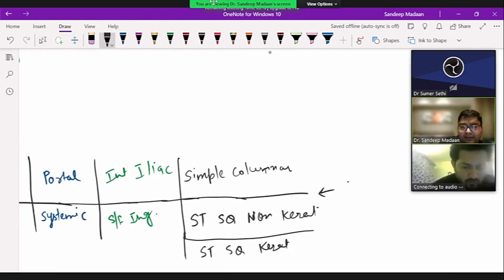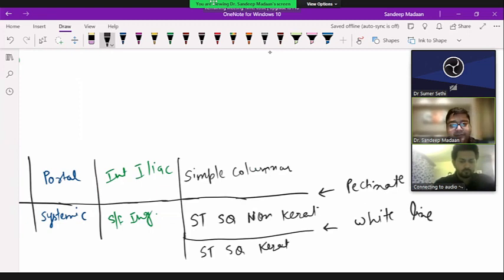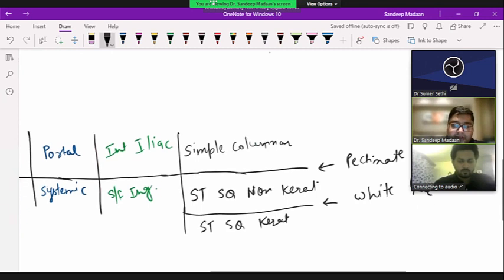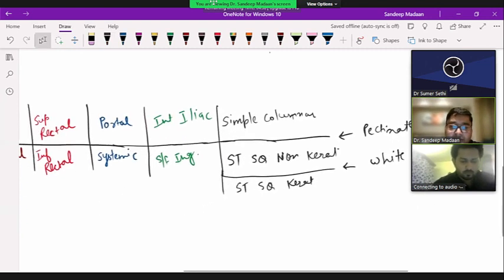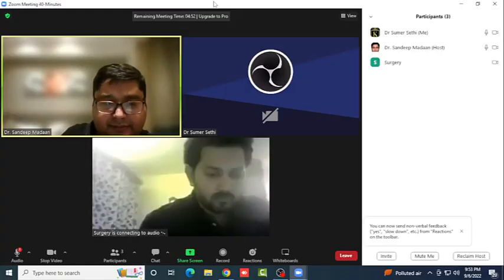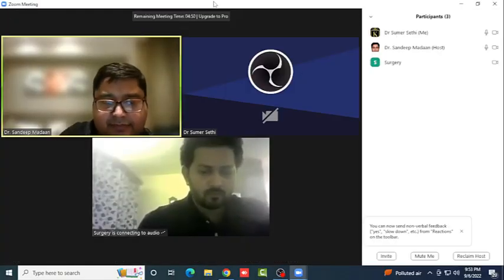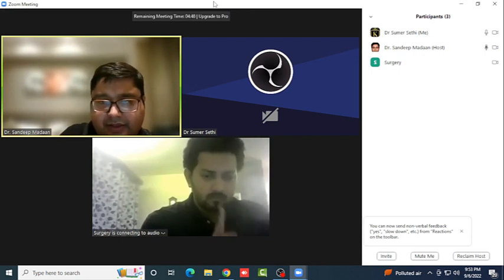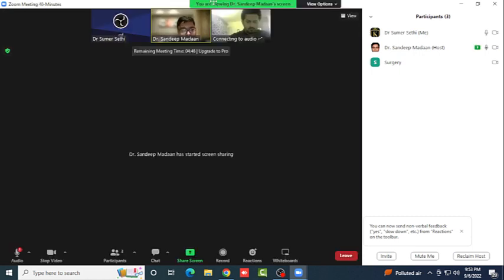Now here this line is the pectinate line, and this will be the white line. So the white line of Hilton is basically described as the mucocutaneous junction, because we have true skin on one aspect. So here we are almost done with this part.